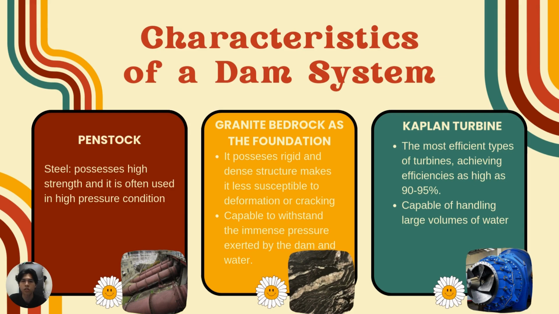For our turbine, we use the Kaplan turbine. It is a device that converts energy from a moving fluid such as water, steam, gas, or air into mechanical energy, which is typically used to drive generators for electricity production. So what is the advantage? It has high energy conversion efficiency. It is the most efficient type of turbine, achieving efficiencies as high as 90 to 95%. It is also suitable for high flow rates and capable of handling large volumes of water.